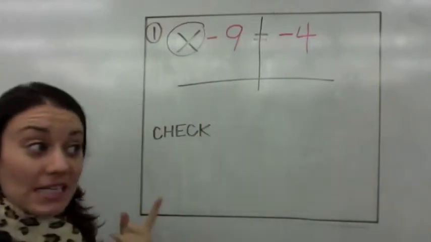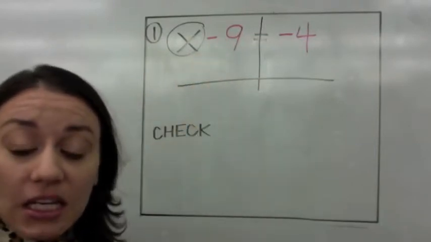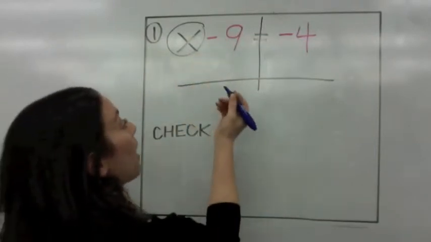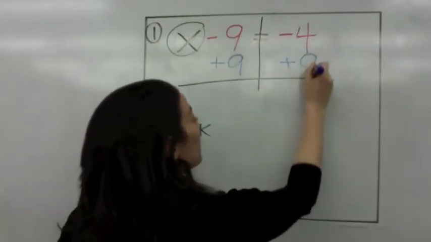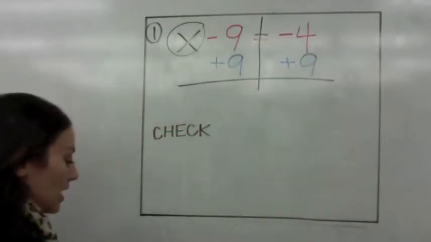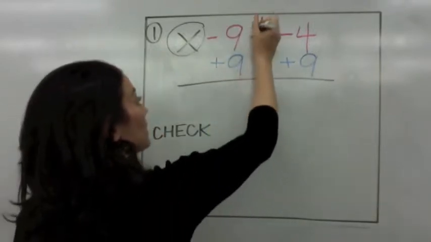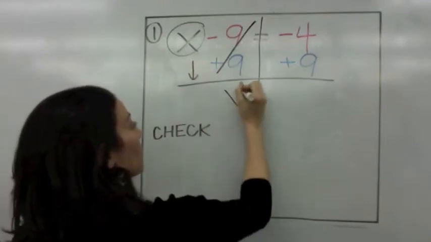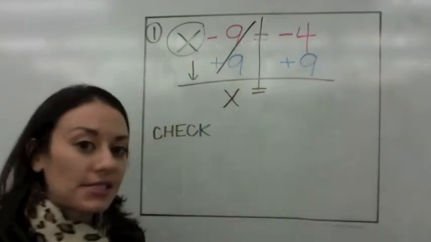Now, again, remember what I said? What is the opposite of subtraction, or the opposite of a negative 9? Opposite of negative 9 is positive 9. What you do to one side, you have to do to the other. So make sure that you're adding. Now do the operations. Negative 9 and positive 9 make 0. Bring down the x. So now x equals negative 4 plus 9.